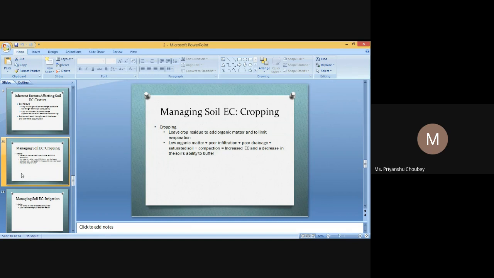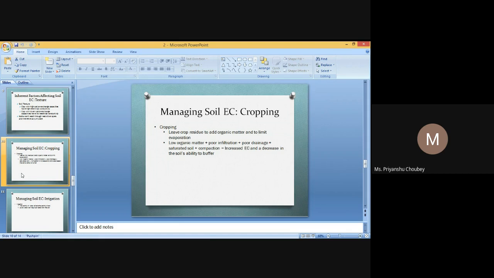So for a wide range of soils, the following relation holds: exchangeable sodium percentage is equal to 100 times sodium absorption ratio upon 1 plus sodium absorption ratio.